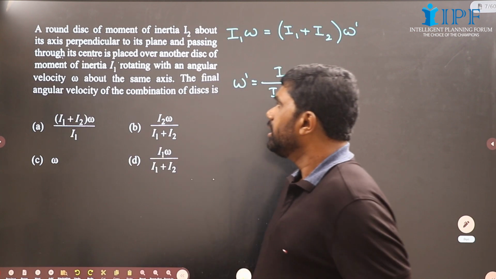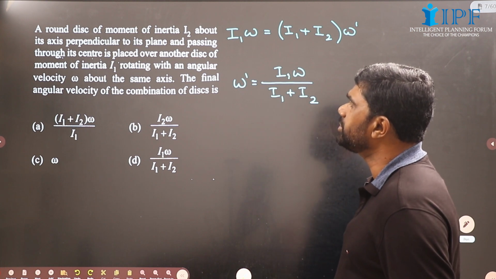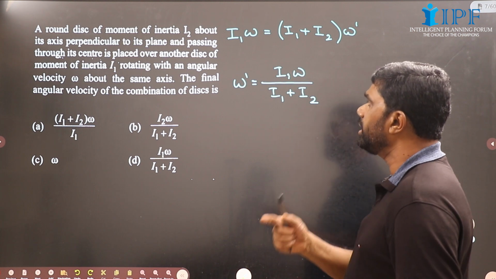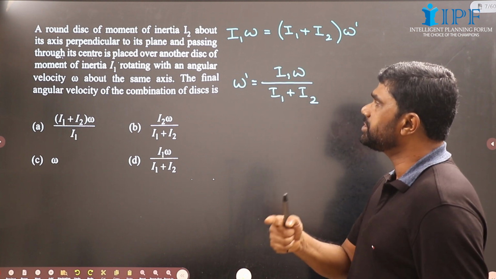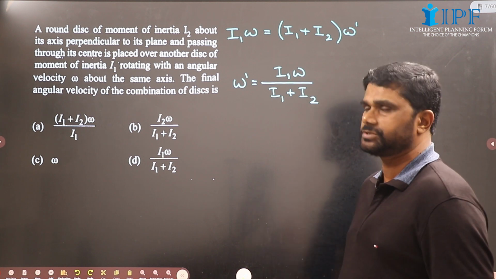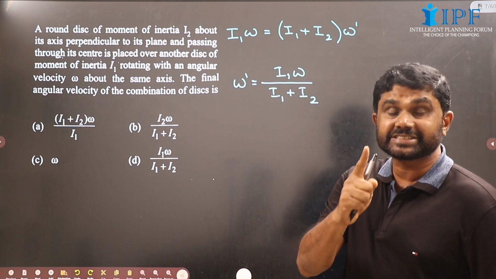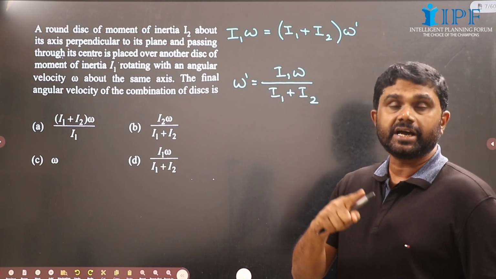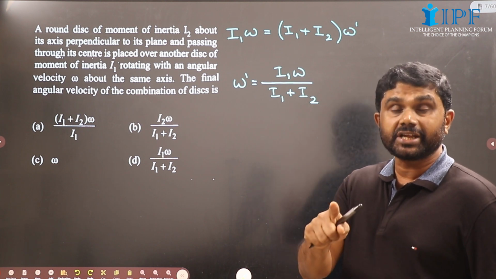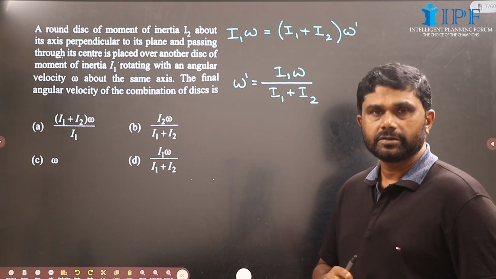Next, a round disk of moment of inertia I2 about its axis perpendicular to its plane and passing through its center is placed over another disk of moment of inertia I1 rotating with an angular velocity omega about the same axis. So initially only one of the disks is rotating. The disk of moment of inertia I2 is at rest. So the total angular momentum initially is I1 omega.